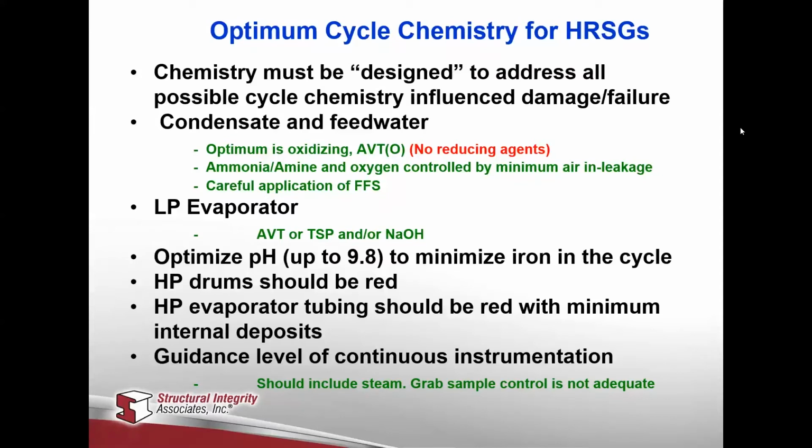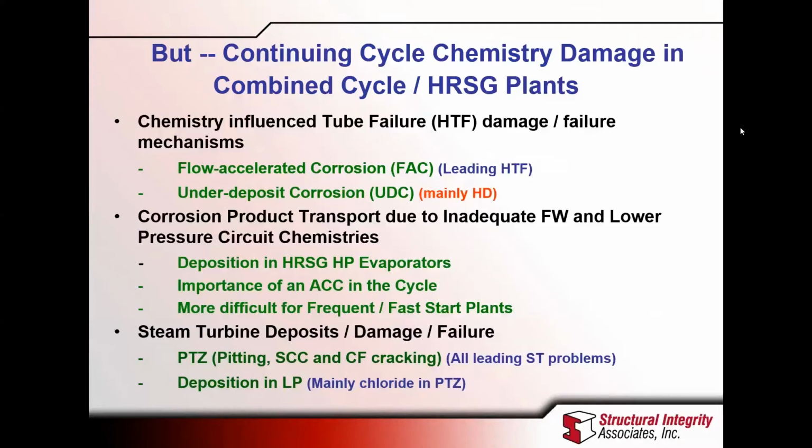So this is the chemistry that's been around for 25 to 30 years, some of these things. But despite this, we find that around the world, we have continuing cycle chemistry influenced damage or failure in HRSGs. And this slide just indicates some of them for you. The chemistry influenced tube failures, of course, are the most important, with the leading tube failure being flow accelerated corrosion. And this is the leading HRSG tube failure.